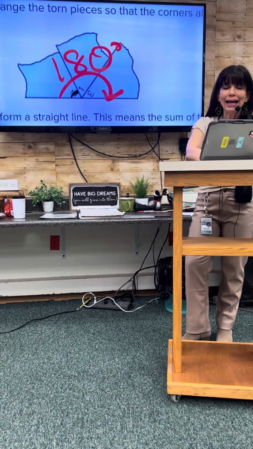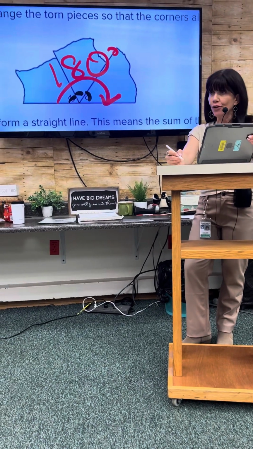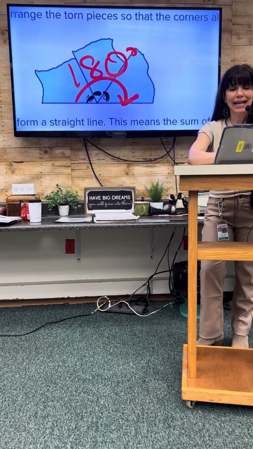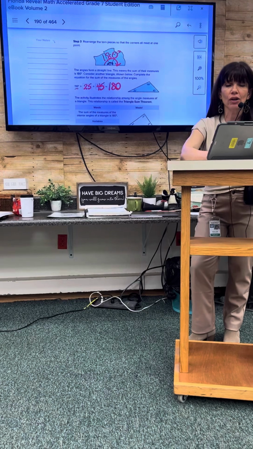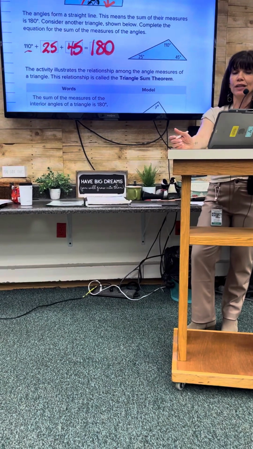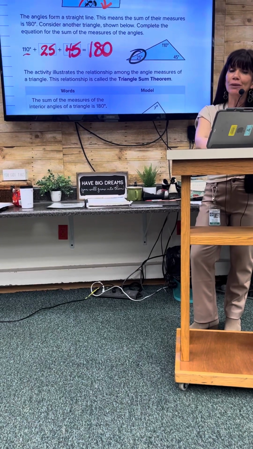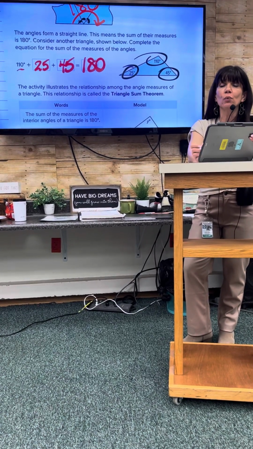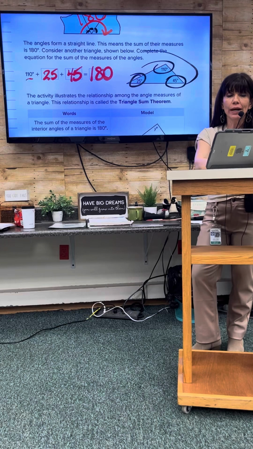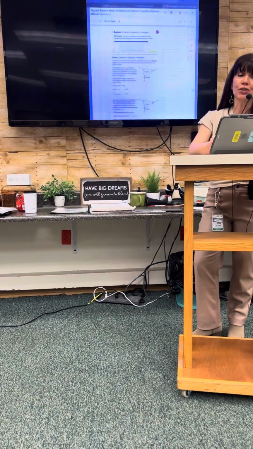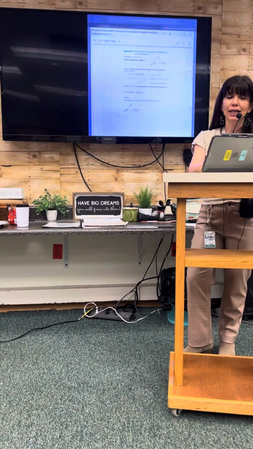When you add each of its angles together, it will always equal 180 degrees. Let's try it on this particular triangle in the middle here. We can know ahead of time that 25 plus 110 plus 45 will equal what? 180.